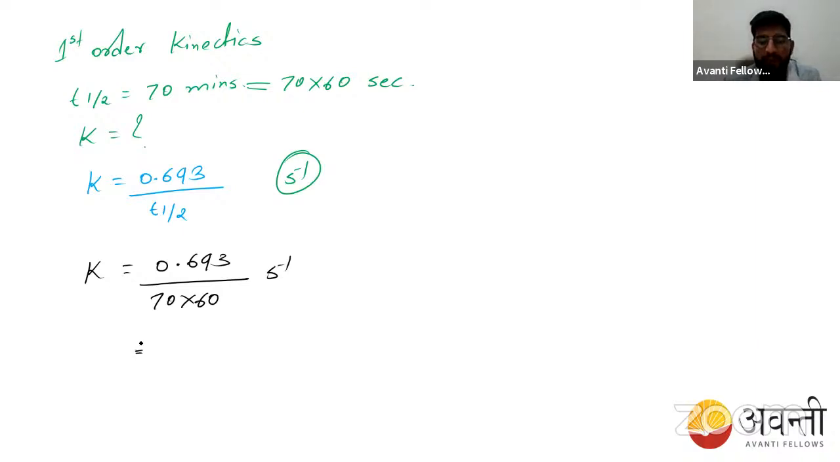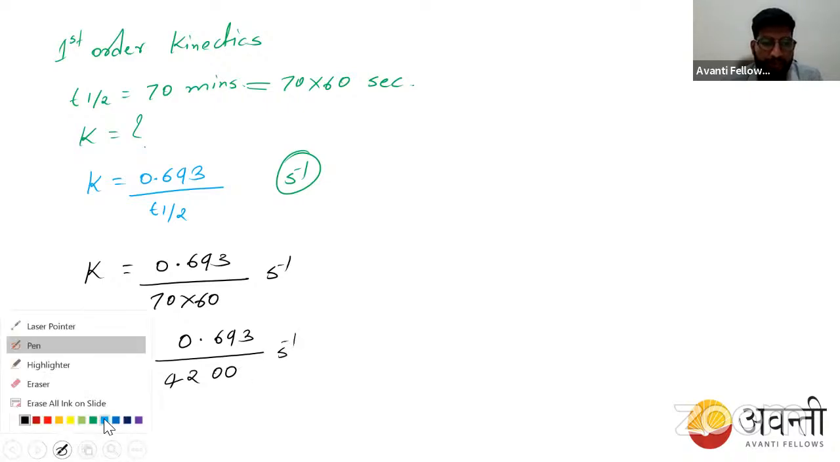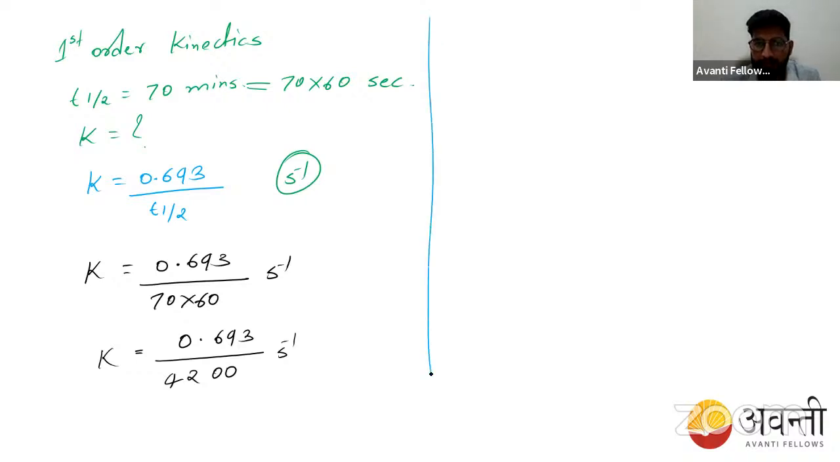So what is the value of K? It should be 0.693 upon 4200. Okay, this is the value of K, which is in second inverse. So K is equal to 0.000165 second inverse. If you calculate it, you will get this value. So I can say that K is equal to 165 into 10 to the power minus 6 second inverse.